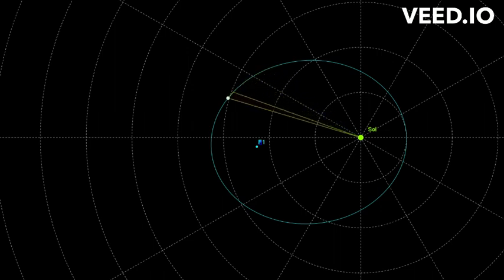Kepler's second law, or the law of equal areas, states that a line segment joining a planet and the Sun sweeps out equal areas during equal intervals of time. This means that a planet moves faster when it is closer to the Sun and slower when it is farther from the Sun.